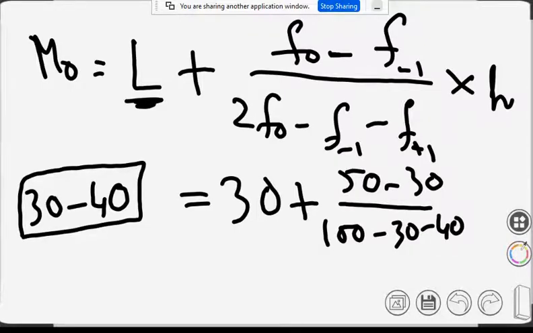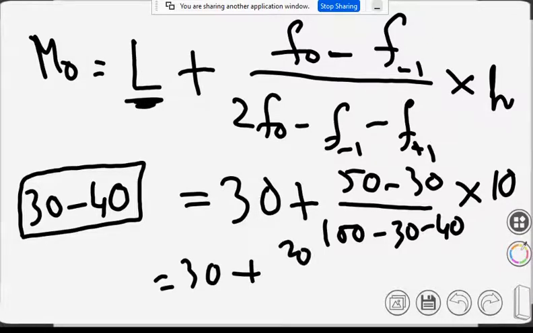F plus 1 is the frequency of the class after the modal class. One class before and one class after. The class previous to the modal class has frequency F minus 1, and the class next to the modal class has frequency F plus 1. That value is 40 and H is 10. So if you simplify, this will be 30 plus 20 by 30 into 10.